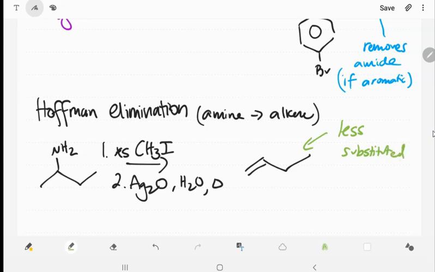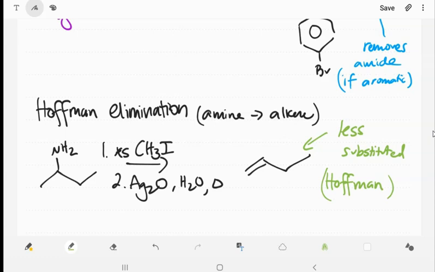Remember, when you're eliminating something, you have two ways to do it. In this case, you could either eliminate and get the more substituted alkene, the Zaitsev product, or you can remove the less substituted side, which is the Hofmann product. And that's pretty obvious here, because this is the Hofmann elimination, we're going to get the Hofmann product. So in fact, that's where this name comes from.